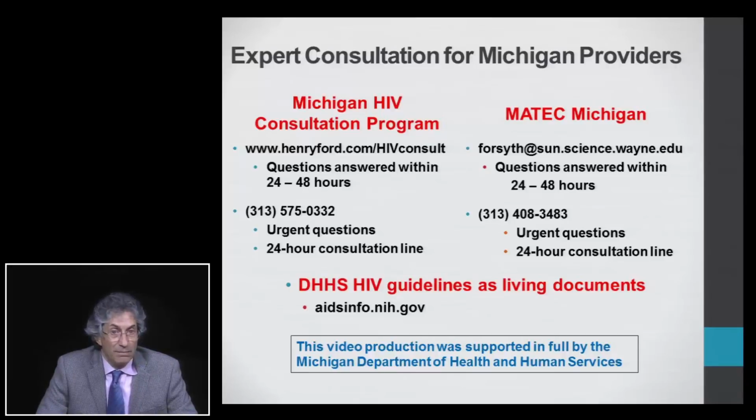We also at MATEC Michigan can help you by emailing Forsyth@sunsciencewayn.edu. We can answer your questions in 1 or 2 business days, and we also have a phone line for urgent questions. As I mentioned, the DHHS guidelines themselves, as a living document updated every few months, is online at aidsinfo.nih.gov, and the app with the guidelines is available there, and that also updates automatically.